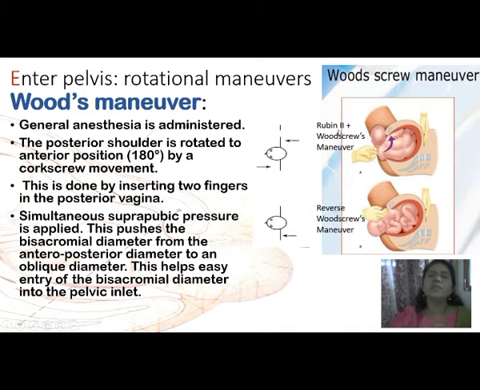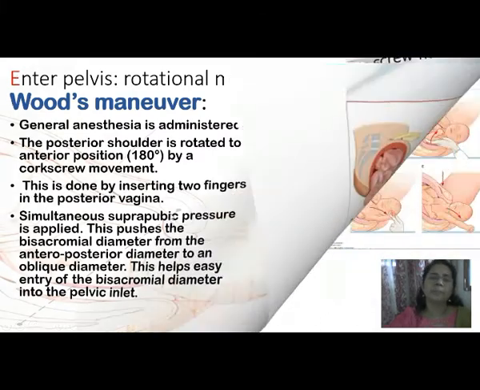Okay, this is the Rubin 1. That is the Woods maneuver, and reverse is the back side too. We can push from the upper side also. So these are the two methods used for the Woods maneuver.